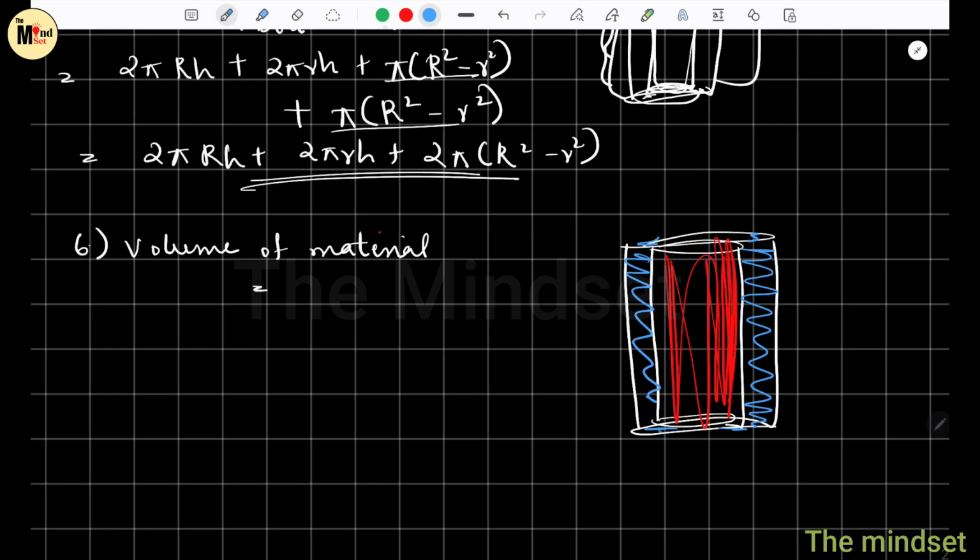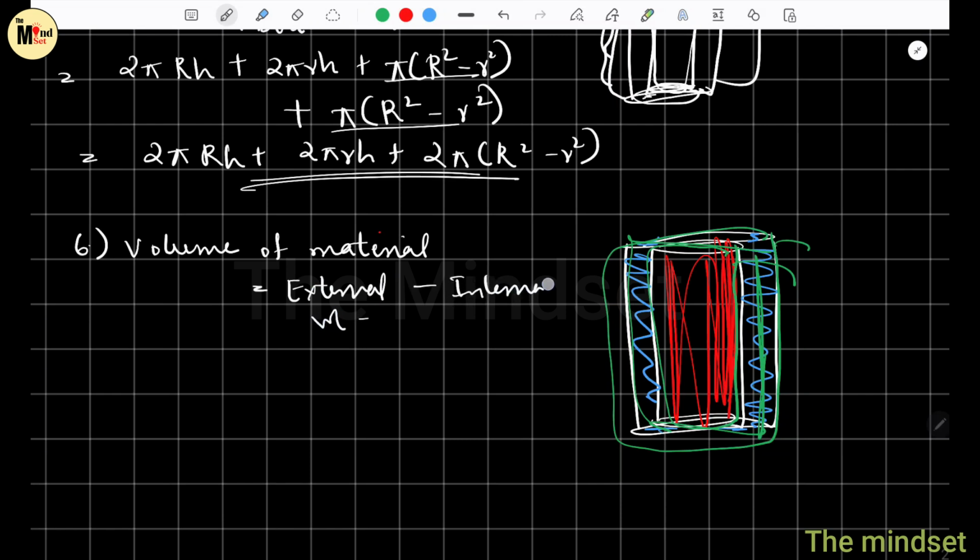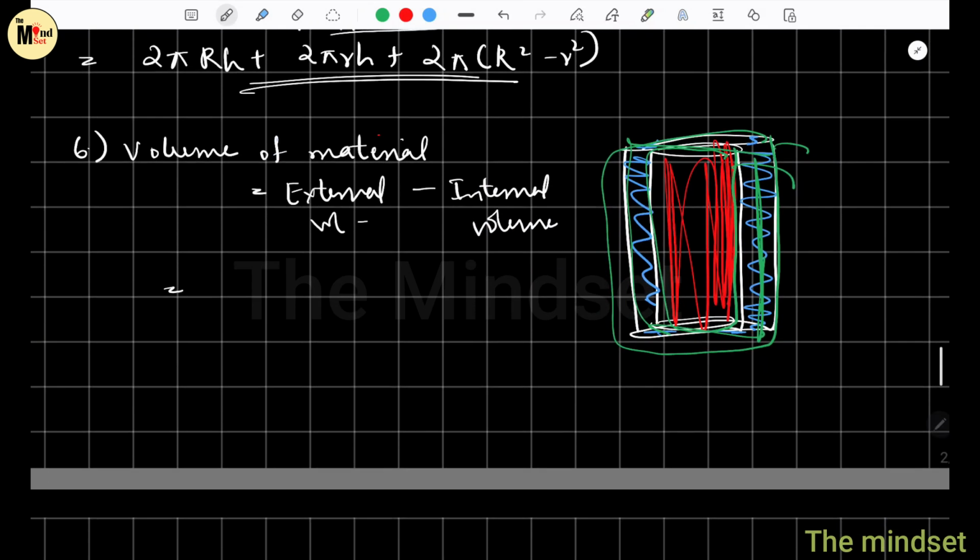So if you think about it, if this is the entire volume of the outer cylinder and this is the entire volume of the inner cylinder, if you minus this volume from this volume, you will get the required volume. That means external volume minus internal volume. In the previous video we have discussed how to find the volume of a cylinder.